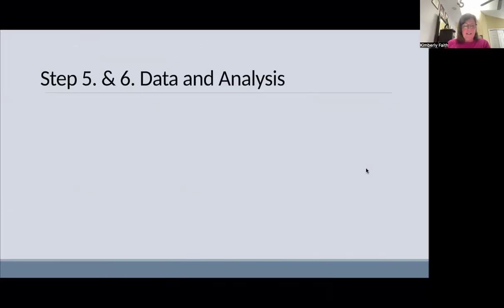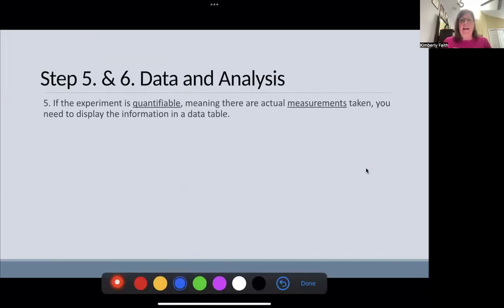Step 5 and 6. The data and analysis. So if the experiment is quantifiable, scientists love quantifiable experiments. Quantifiable means you've got numbers, you can collect data, you can look for trends. You cannot argue with numerical data, quantifiable data. Okay. Just like in math class, when you answer that problem, it's either right or wrong.